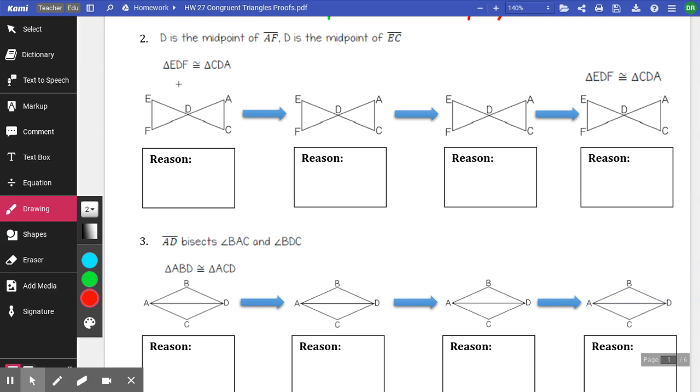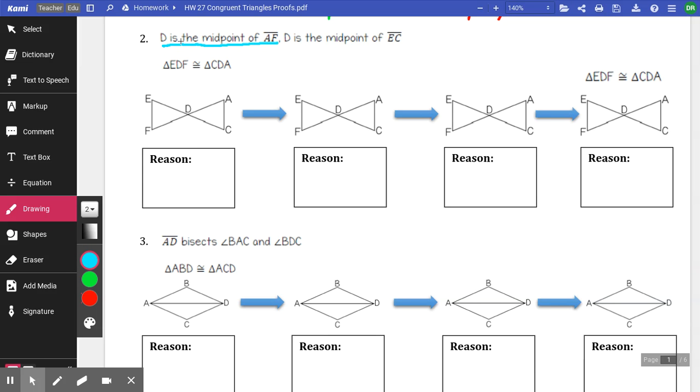We can also notice that this diagram has two separate triangles that meet at a point, which is going to be a relevant piece of information here for us to look for soon. So let's go ahead and start with our given information. The first saying D is the midpoint of segment AF.